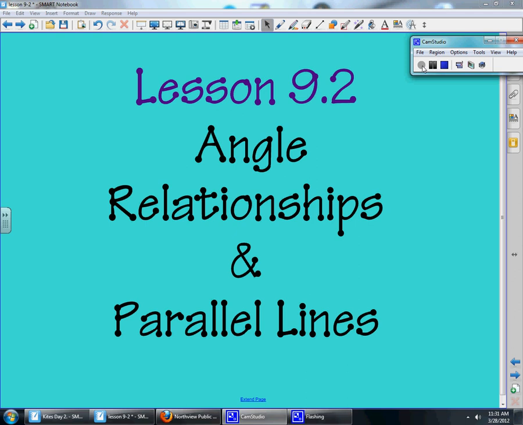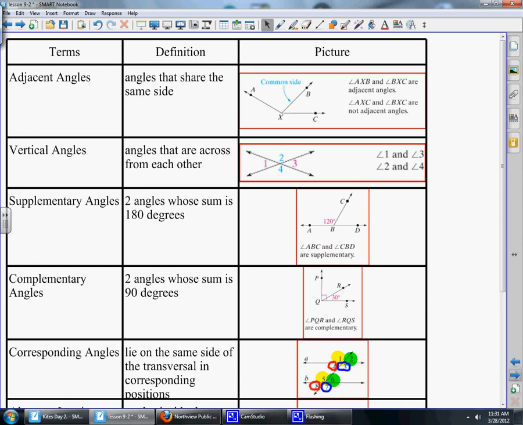Today's lesson is Chapter 9, Section 2, Angle Relationships and Parallel Lines. As we start today's lesson, you need to get out your notes that you took yesterday during class, and we're going to go through the definitions and talk about what they mean, and then we'll apply them to some problems.